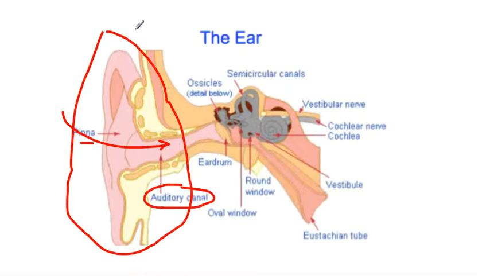And then we come down to the second part of the ear, which is called the middle ear. Let's see if we can use a different color here. The middle ear is fairly small. It's just this part right here. The first part of it is the eardrum. As sound waves come in, they hit the eardrum. Another word for the eardrum is tympanic membrane.